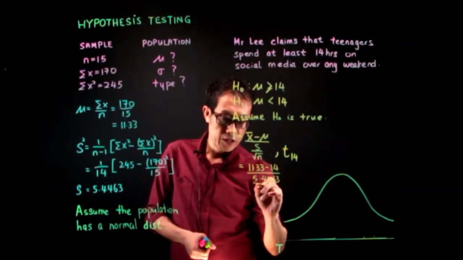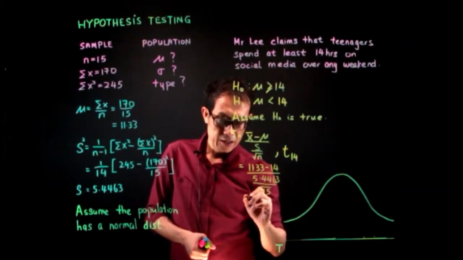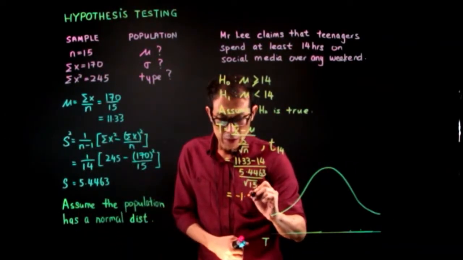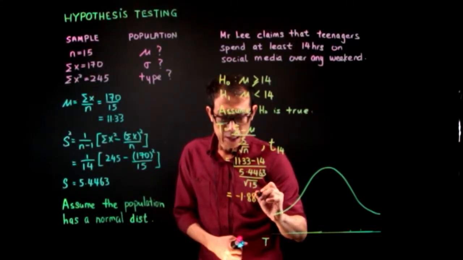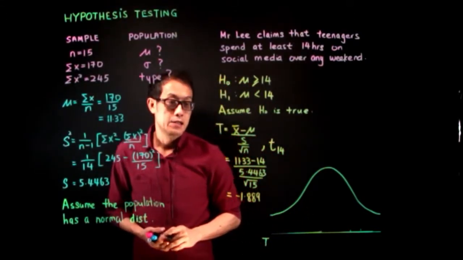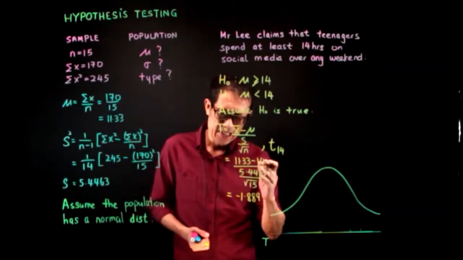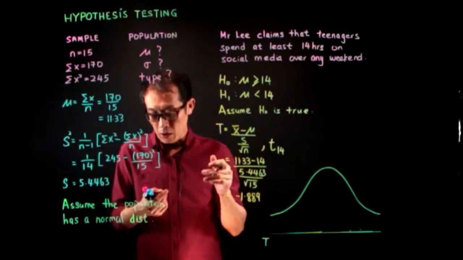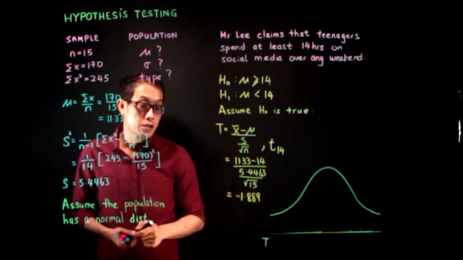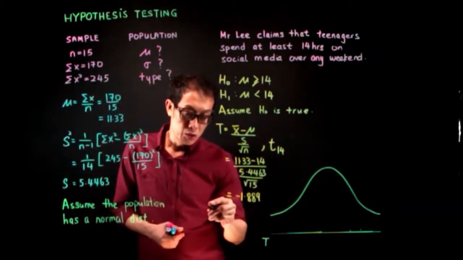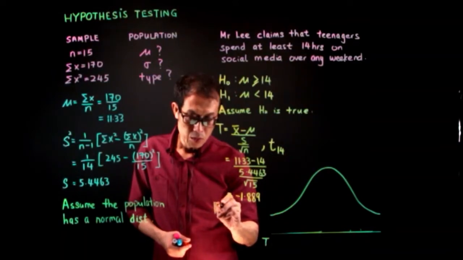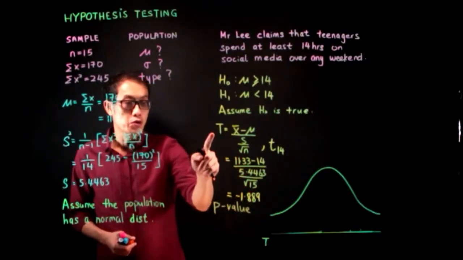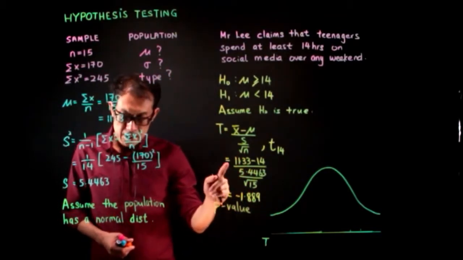5.4463 over square root of 15. And what is your answer over here? You get minus 1.889. This is the t statistic. Now, do you need to do this calculation? No, you can get all this from your GDC. Your GDC will also show you your p-value, so your GDC will show you your p-value and your t statistic.